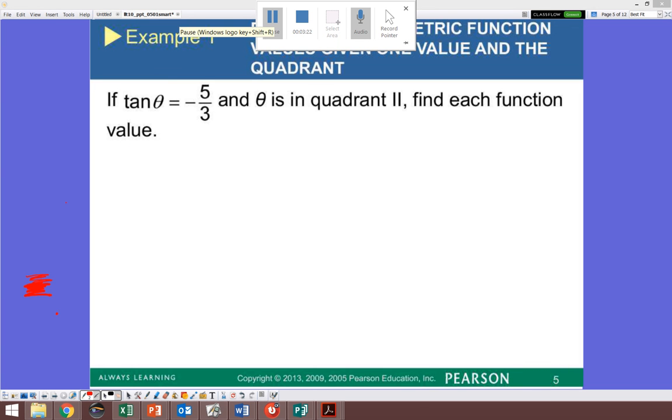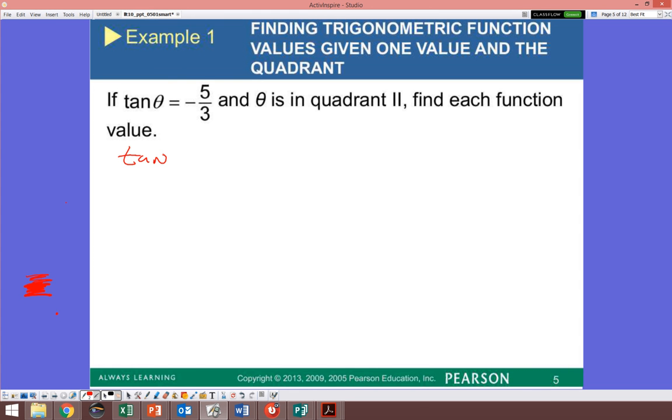Okay, so we know tangent is y over x, right? So I know a couple things already. I know that I'm going to have y, I'm going to have x, and I'm going to have r.